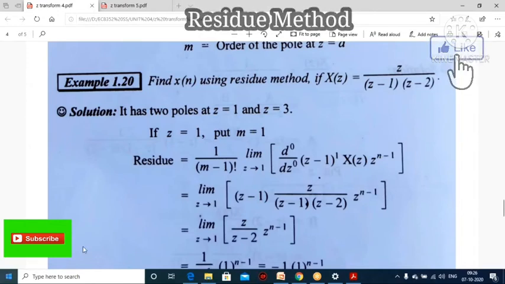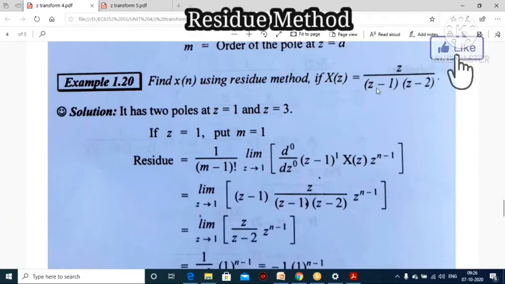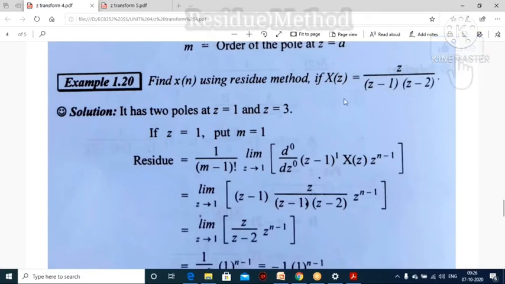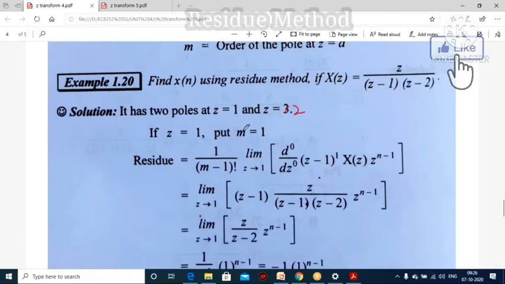So in the given X(z), we have two poles. One is z minus 1 and another one is z minus 2. So find out the values here. z minus 1 equal to 0, z equal to 1. z minus 2 equal to 0, z equal to 2. First you find out the poles. Then you find out the residue for the first pole, and then you find out the residue for the second pole. So this is the rule.